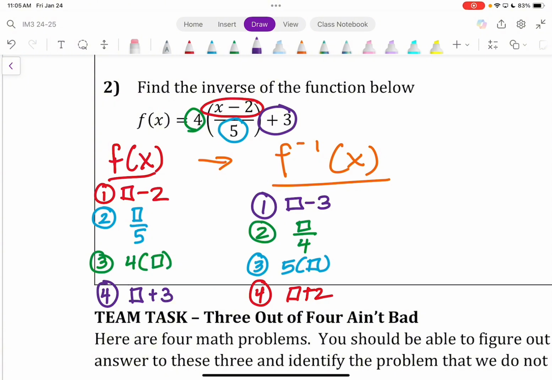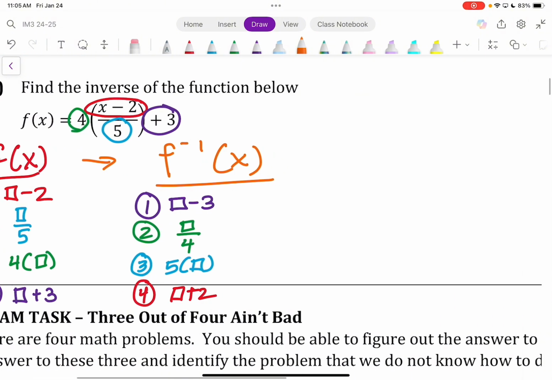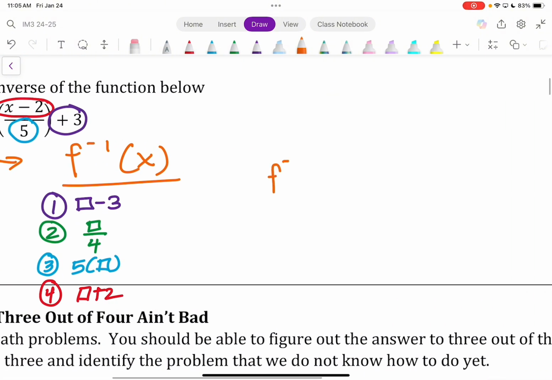So we can go ahead and rewrite this now. We're going to call this f inverse of x. In the first step, you replace the box with an x. That would be x minus 3. Divided by 4 is the second step.